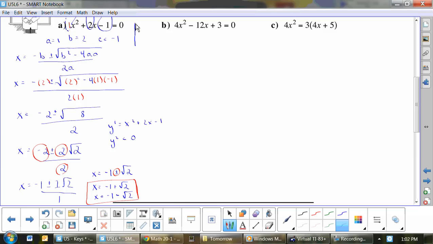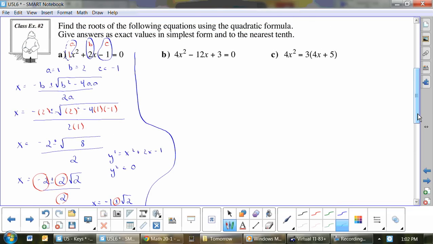Okay, so let's move on to example 2b. Okay, so we're going to start it off the same way. So that means we have to wait for everyone to be quiet. Okay, so we'll go A, B, and C. And so we go, okay, our A is 4, our B is negative 12, and our C is 3. So it's really important that you always include that negative. And then we get to put it all into that beautiful friend of ours, the quadratic formula.